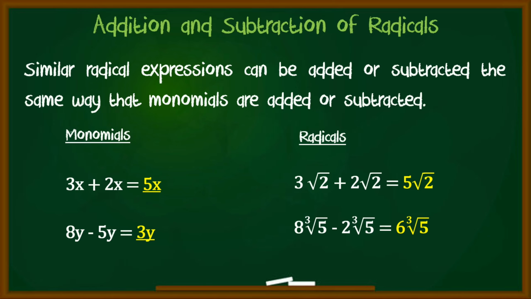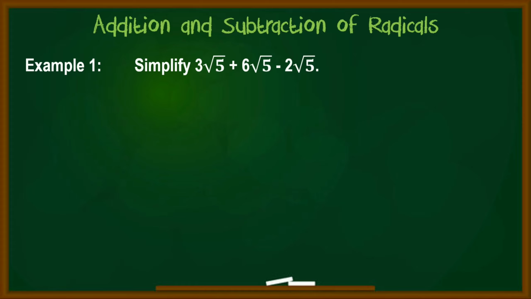Let's have some examples. Simplify 3 square root of 5 plus 6 square root of 5 minus 2 square root of 5. First, taking the coefficients, we have 3 plus 6 minus 2. 3 plus 6 minus 2 is equal to 7. Then, affix the common radical, which is square root of 5. Therefore, the final answer is 7 square root of 5.